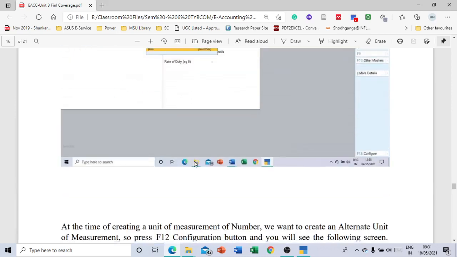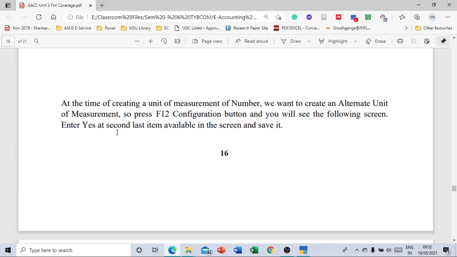Let's see the next screen. Something is written in the para form. At the time of creating unit of measurement of number, we want to create an alternate unit of measurement.